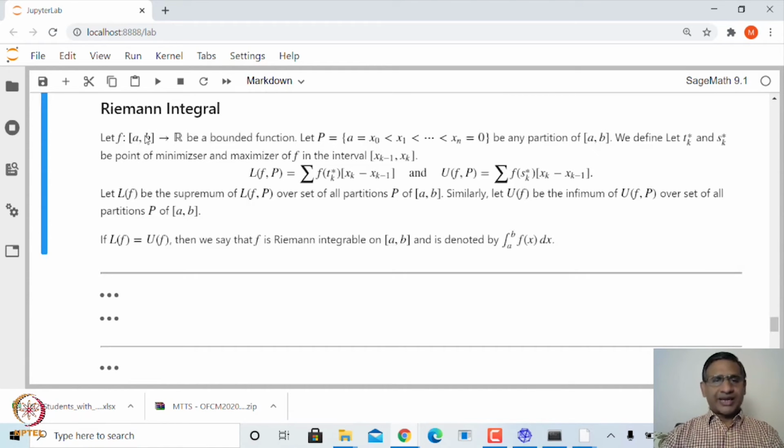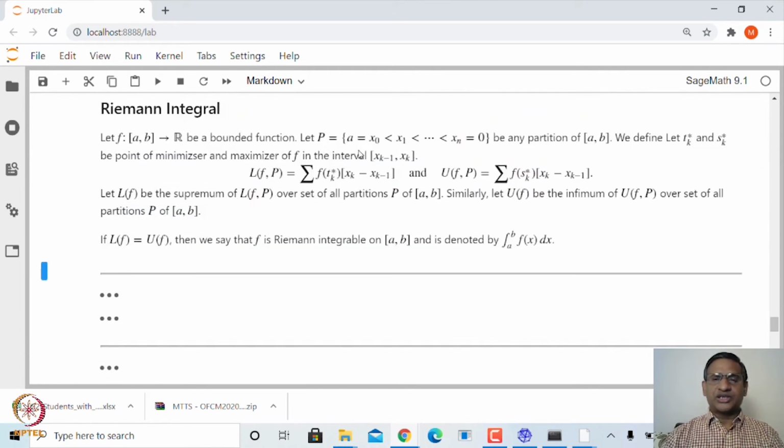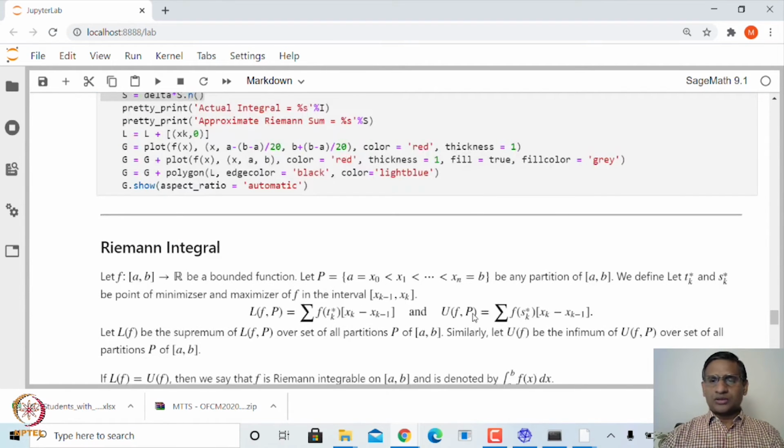The way one defines the Riemann integral, as I said earlier, is that instead of the left and right end point, you just take f of t k star, where t k star is the point at which the function has its minimum in the interval x k minus 1 to x k, and where you take a partition P. P is any partition of this interval a to b. This should have been x n to b, just one second, this should be b.